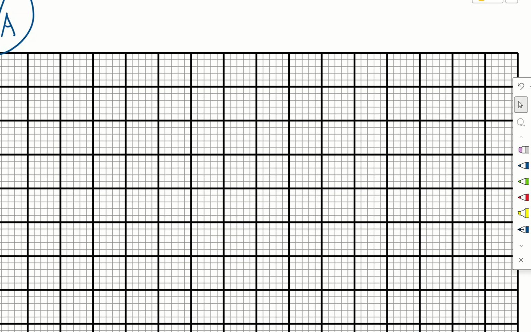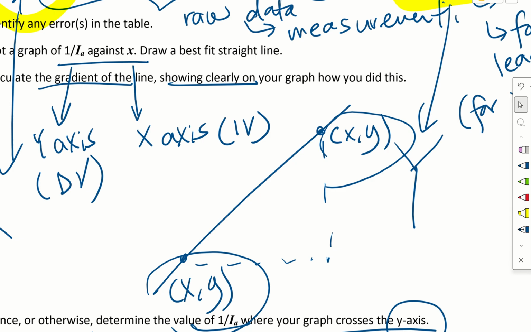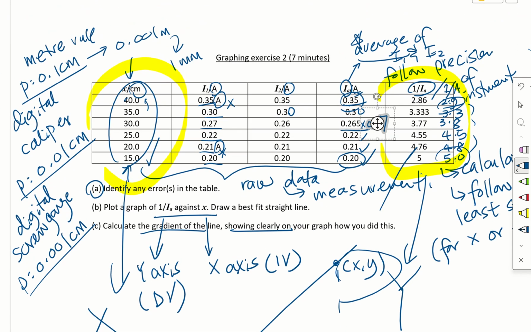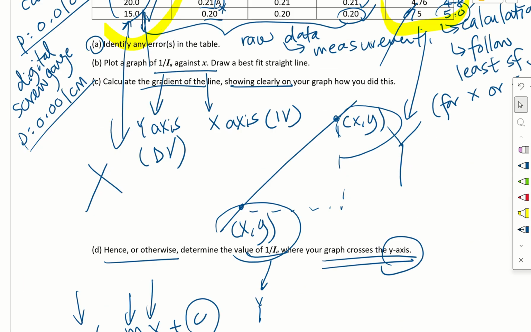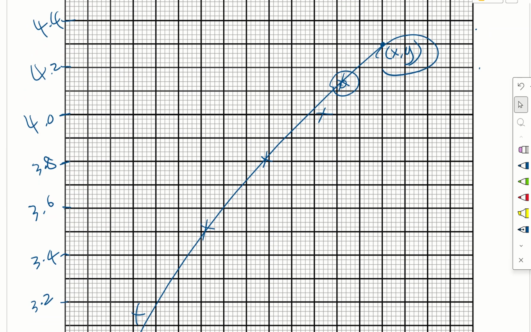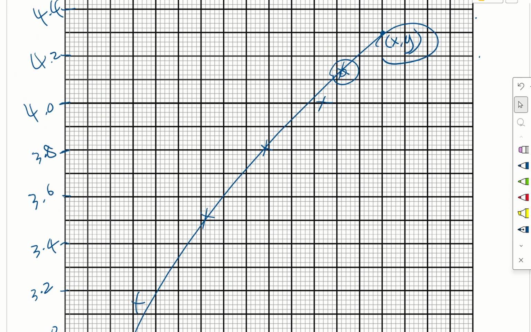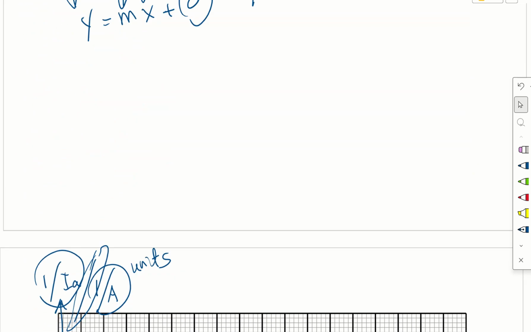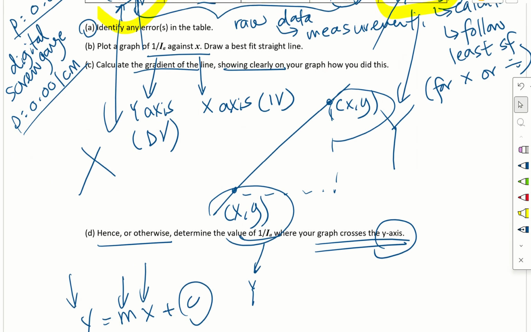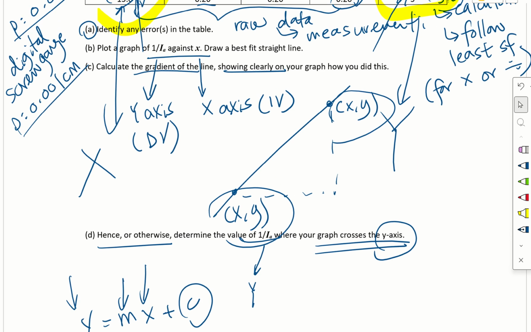Okay, so in summary, try not to use the data points. Try not to use the data points as a set of coordinates. Okay, example, try not to use 40.0, comma 2.86. Okay, because it may not even appear on the line, even though it seems like it's on the line. Okay, so once you have that, I think this exercise should be okay.